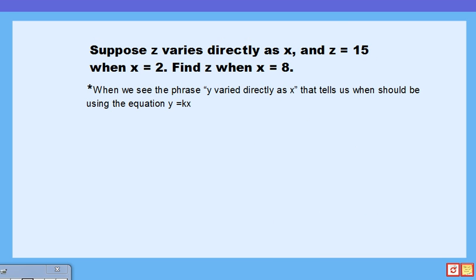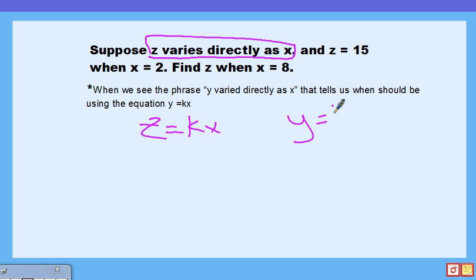Let's look at another practice problem. Suppose z varies directly as x, and z is equal to 15 when x is equal to 2. This one's the same setup, but instead of y, z varies directly as x. So that means I need to use z is equal to kx. This is a different version of y is equal to kx.